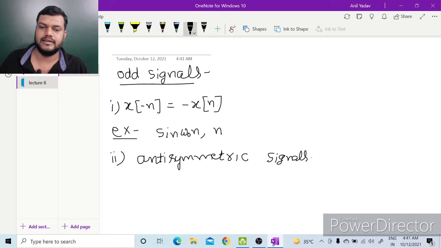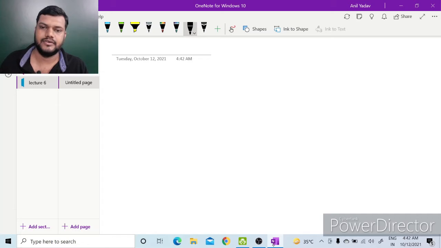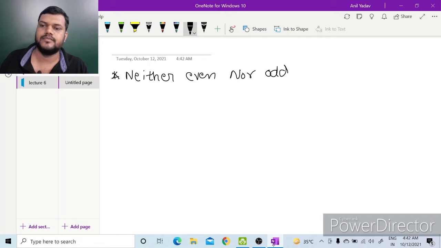If a signal is neither even nor odd, then it will come in the category of neither even nor odd signal.